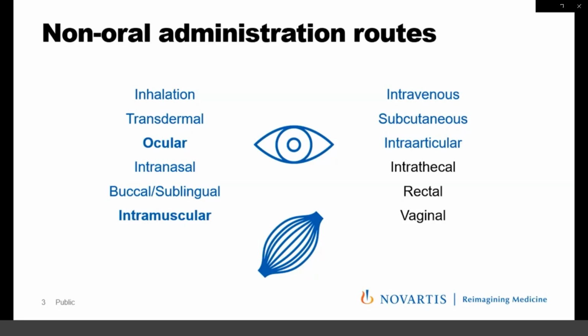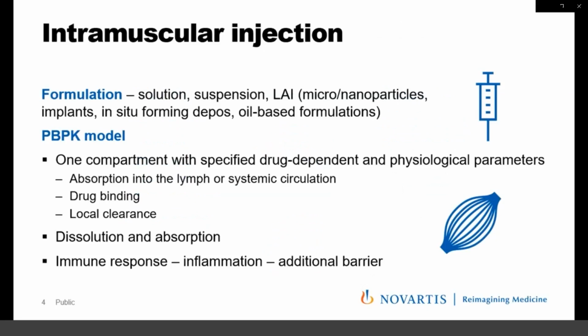There are commercially available PBPK models, for example, in GastroPlus and SimCyp, also for other routes, which are marked in blue in this slide. For intrathecal, rectal, and vaginal applications, these haven't been developed yet in the mentioned software. However, I believe they will be available in the future. First, let's look at intramuscular injection.